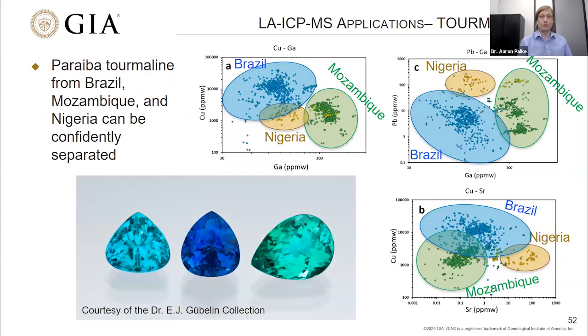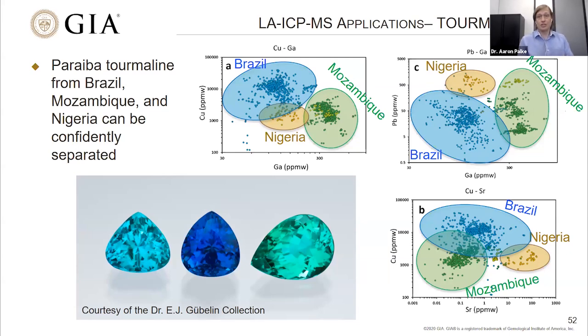Another example is Paraiba tourmalines. Even though Paraiba tourmalines came originally from Paraiba in Brazil, we have now found similar stones from Mozambique and Nigeria. Again, we can look at trace elements like copper, gallium, and lead. We use tin and zinc as well in making these origin calls. And we look at the entire trace element profile of these stones, and we can confidently make origin calls based on the data that we're getting from these laser ablation ICP-MS analyses.